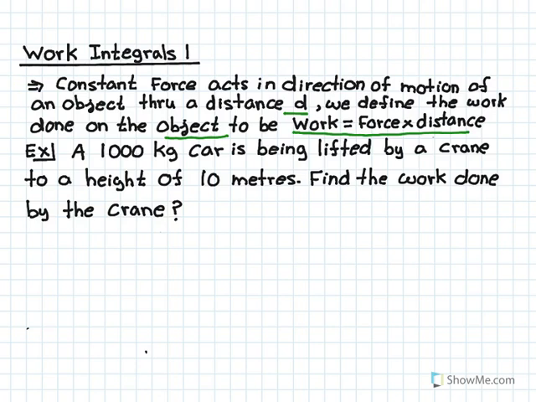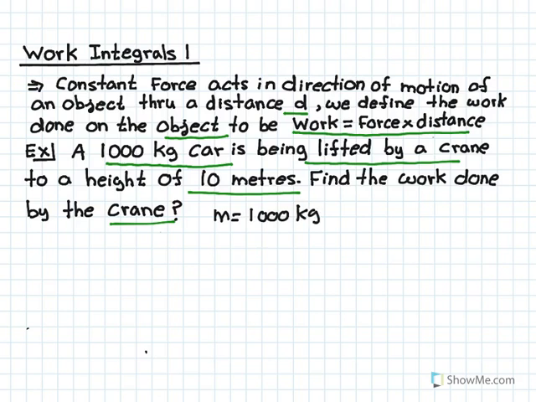In this question, we have a 1,000 kilogram car being lifted vertically by a crane to a height of 10 meters. Find the work done by the crane. So we're in the metric system, the SI metric system. The mass of the car is 1,000 kilograms. The distance traveled vertically is the distance d is equal to 10 meters. And gravity, of course, is 9.8 meters per second squared.